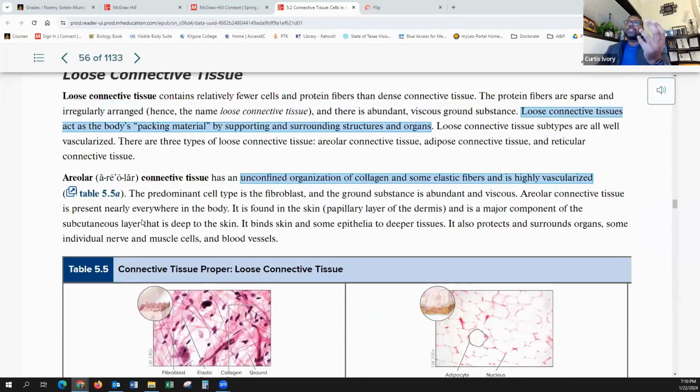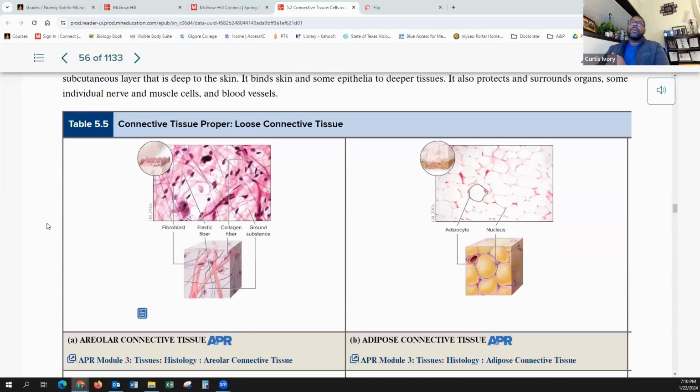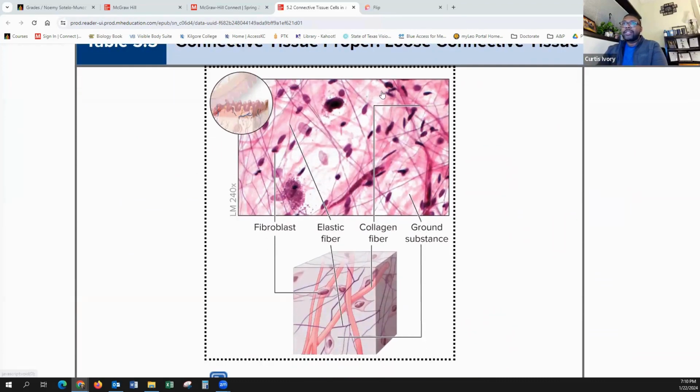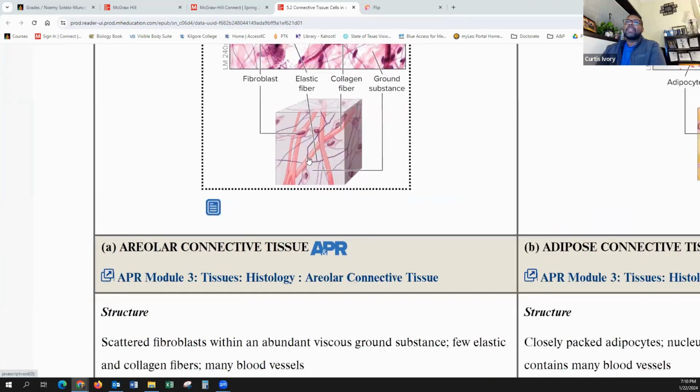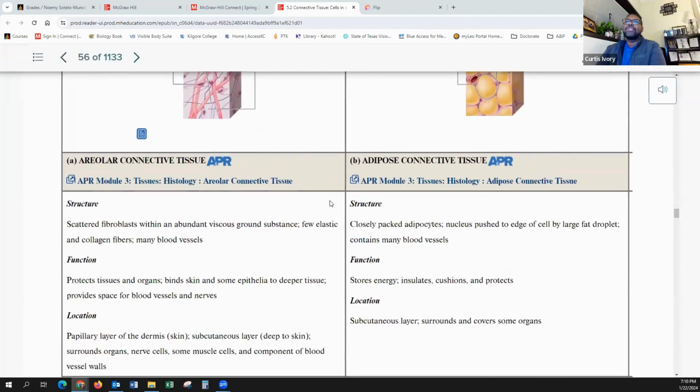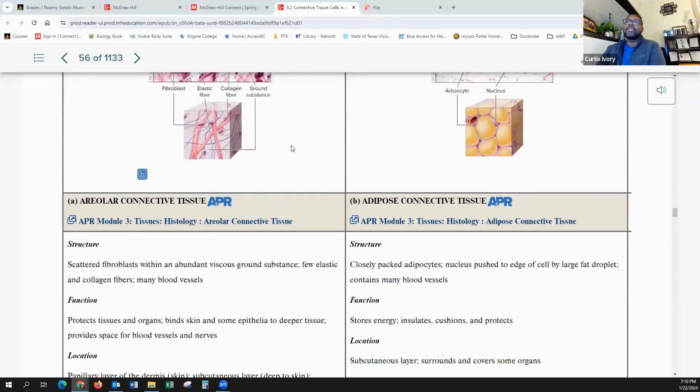So loose connective tissue essentially supports structures of the organs. It adds cushion to the organs, and we want that to happen because they're all packed against one another. Areolar tissue really stands out because it looks like a bunch of strings of fibers, which they are, because you have elastic fibers, collagen fibers, and fibroblasts. And remember, fibro meaning fiber, blast meaning build. The function of it is to protect tissues and organs, and bind skin to the epithelial of the deeper tissue.